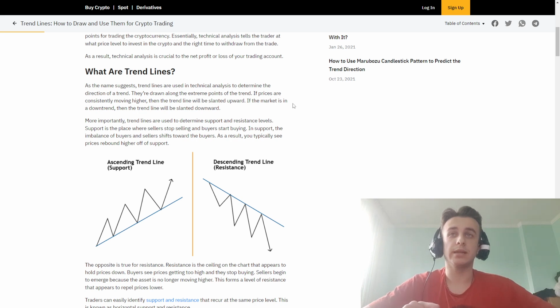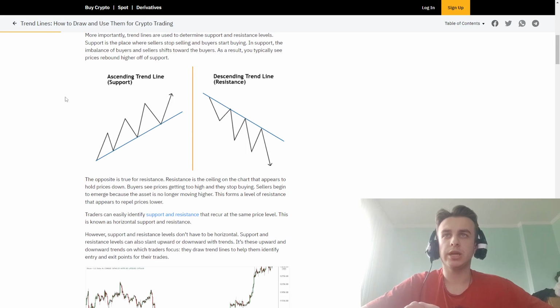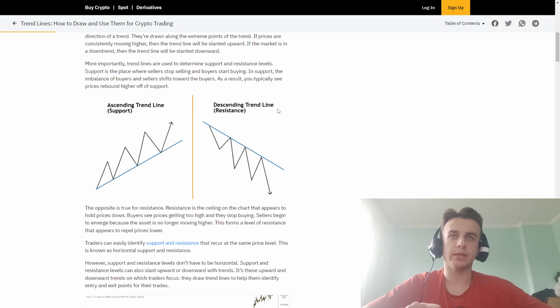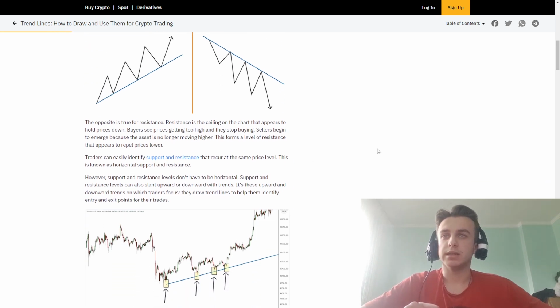More importantly, trend lines are used to determine support and resistance levels. Support is the place where sellers stop selling and buyers start buying. In support, the imbalance between buying and selling shifts towards the buying. As a result, prices typically rebound higher off support. This is ascending trend line support, and descending trend line resistance. The opposite is true for resistance.